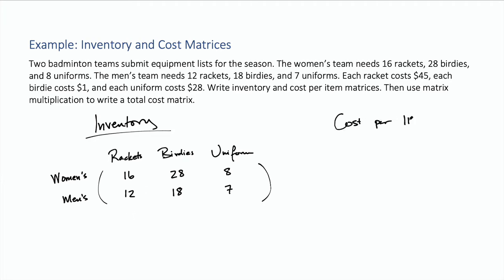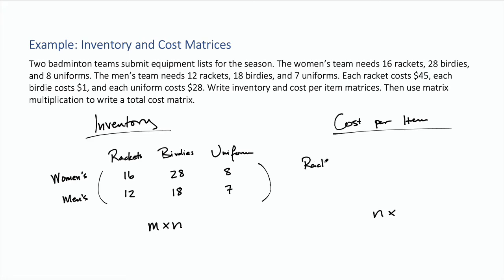Cost per item matrix. This is now important, the way we organize this. Okay. If we want to multiply the matrices, we know that if you have an m by n matrix and you want to multiply by this, that this is going to have to be n by something. So notice that the column number here matches the row number here, and the organization has to match the same way as well. So the columns here are the rackets, birdies, and uniforms. That means that needs to be the rows over here.